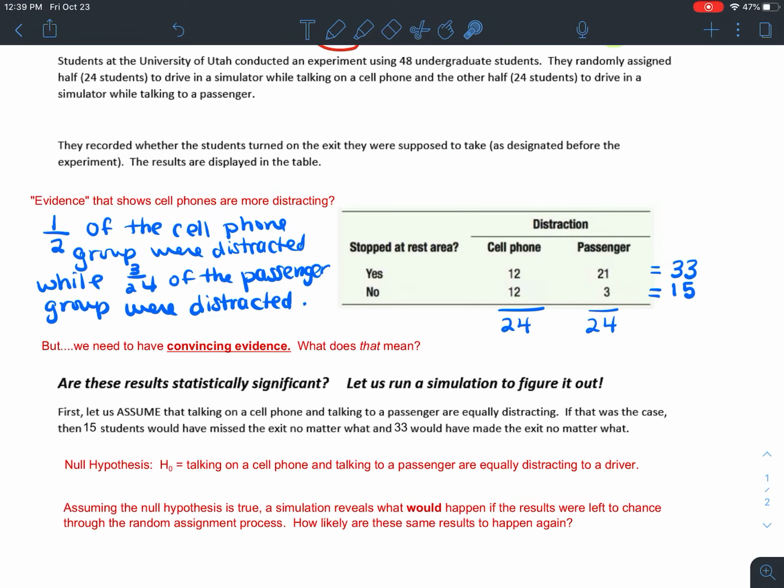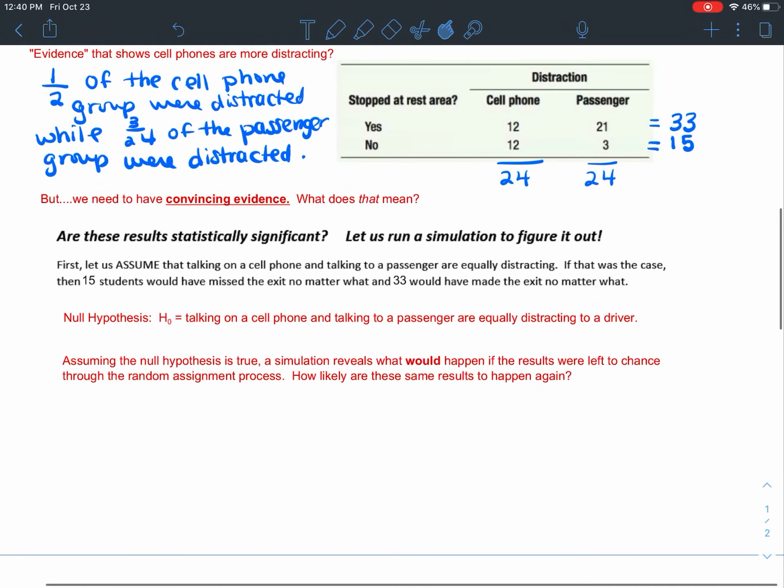We're just looking at the data from this initial experiment that these students at the University of Utah conducted. Okay, so it does feel like there is some evidence here that's maybe making us feel like cell phones are more distracting than passengers, but we really need to make sure that our evidence is what they would call in statistics convincing evidence. And so let's talk about what that means, and let's see if we can go ahead and simulate this here.